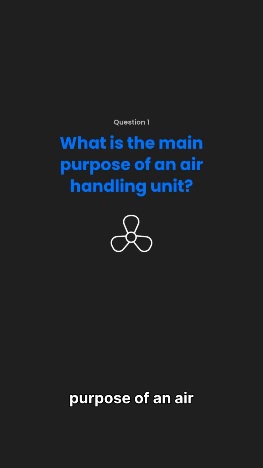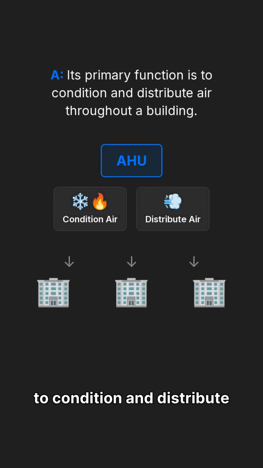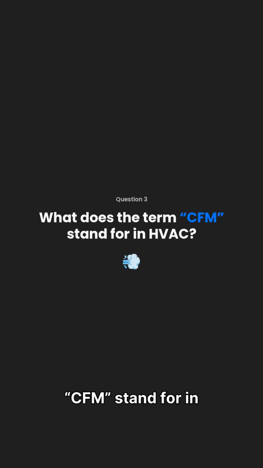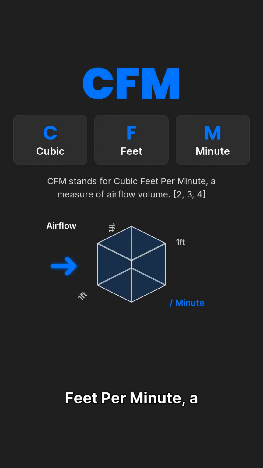What is the main purpose of an air handling unit? Its primary function is to condition and distribute air throughout a building. What does the term CFM stand for in HVAC? CFM stands for cubic feet per minute, a measure of airflow volume.